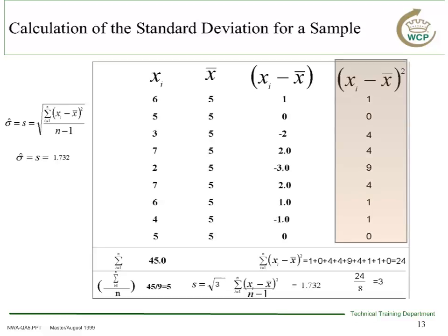We then square that column to get rid of the negative values, and we're ready to plug into the formula and get our final calculated standard deviation of the data set at 1.732. In other words, the average amount each data point is away from 5, the average, is 1.732.